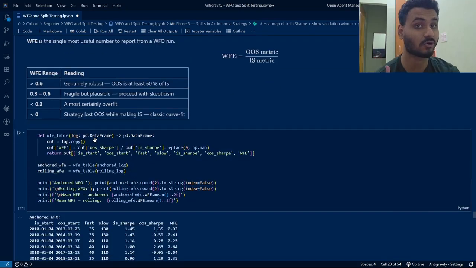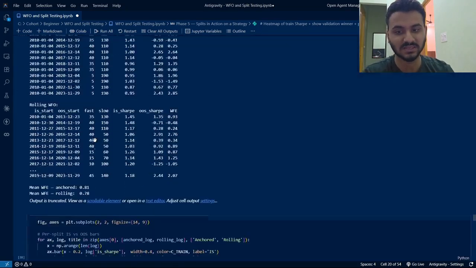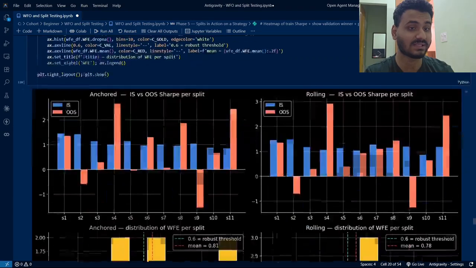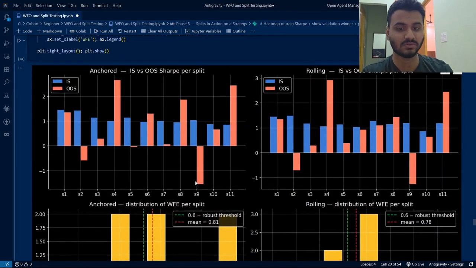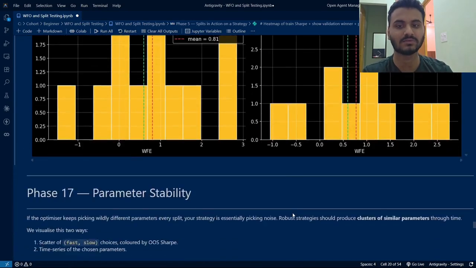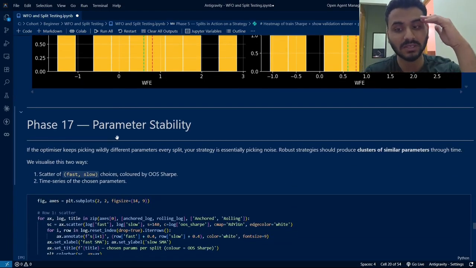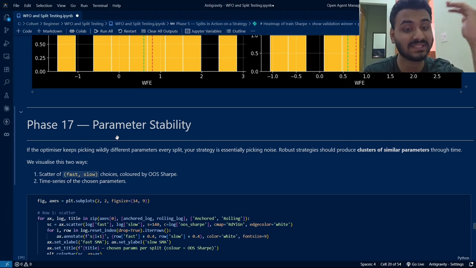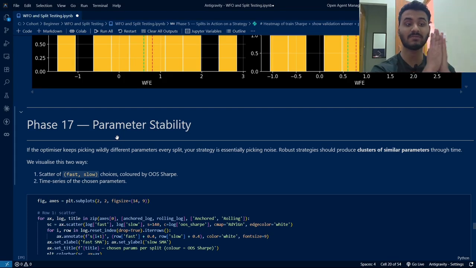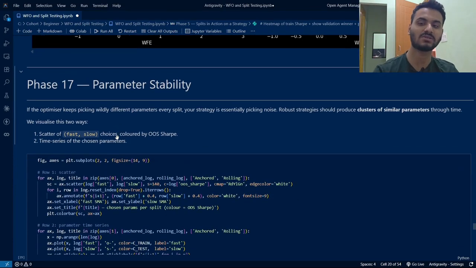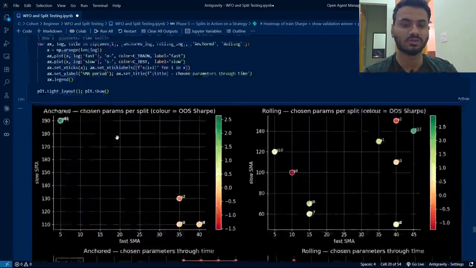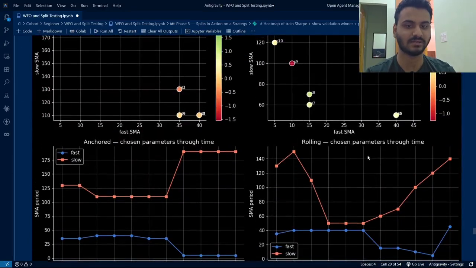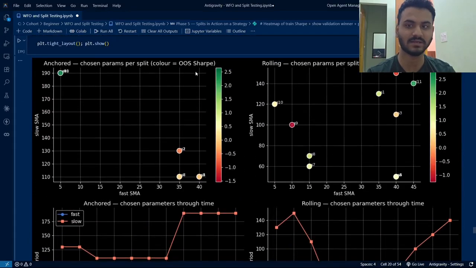Again, this is your robustness test, remember it. These are the results for it. These are the bars, rolling bars, anchored bars, right? Now, parameter stability. If the optimizer keeps picking wildly different parameters every split, your strategy is essentially picking noise. A robust strategy should produce a cluster of similar parameters throughout time. Visualize it in two ways: a scatter of fast and slow, and a time series of the chosen parameters. Yes, right here, as you can see.